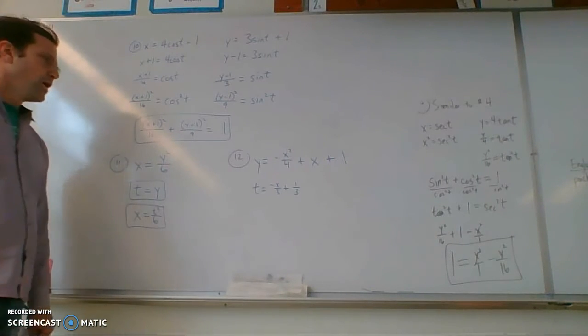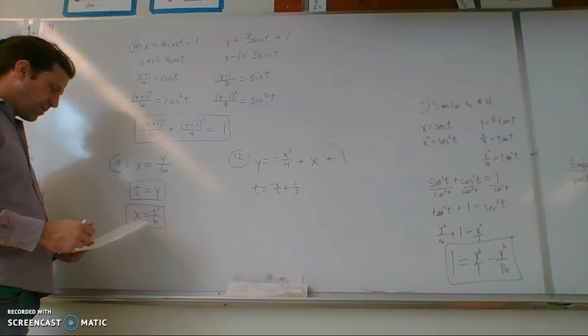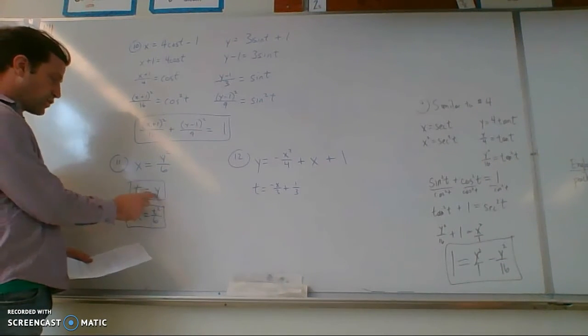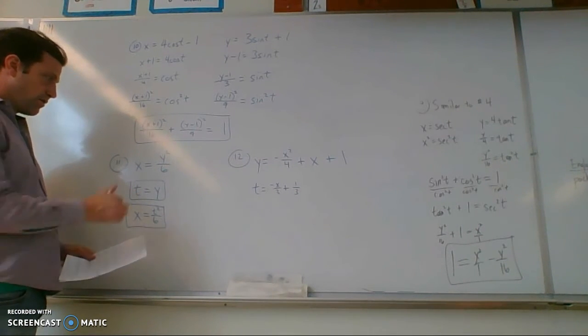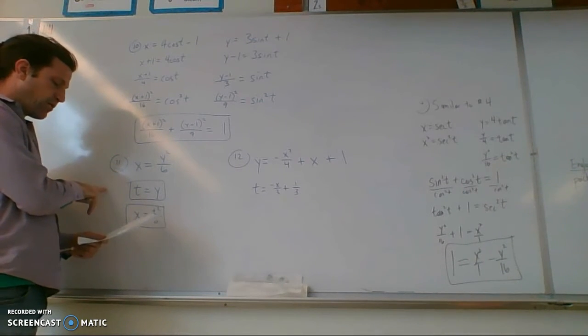Number 11 and 12 are a different kind of problem where you have to use the parameter given as t equals y to write the rectangular equation, x equals y squared over 6, as a pair of parametric equations.